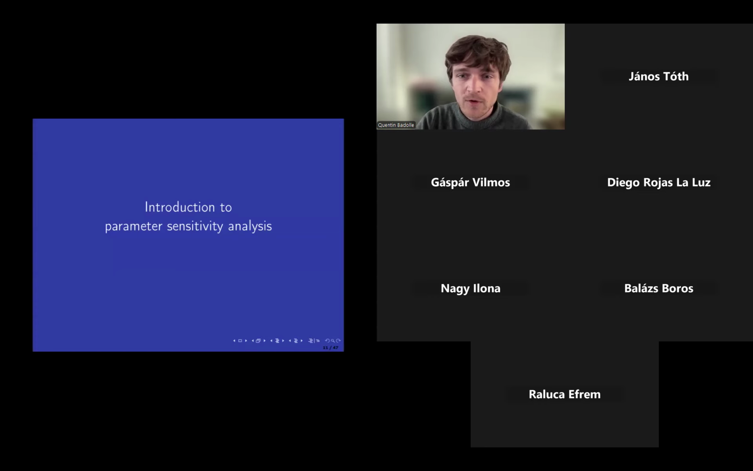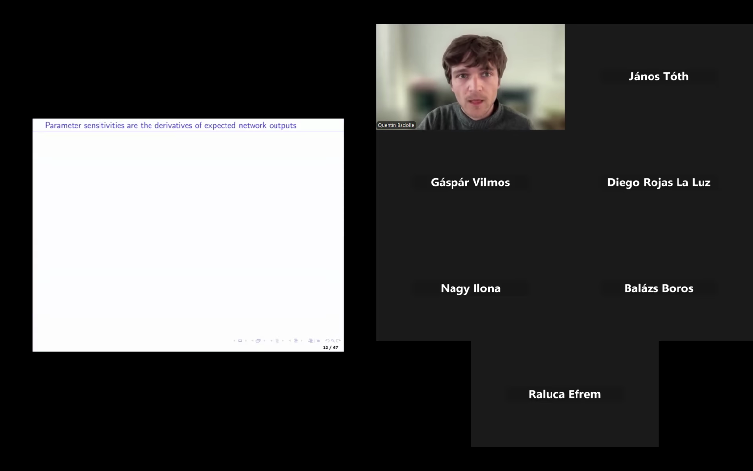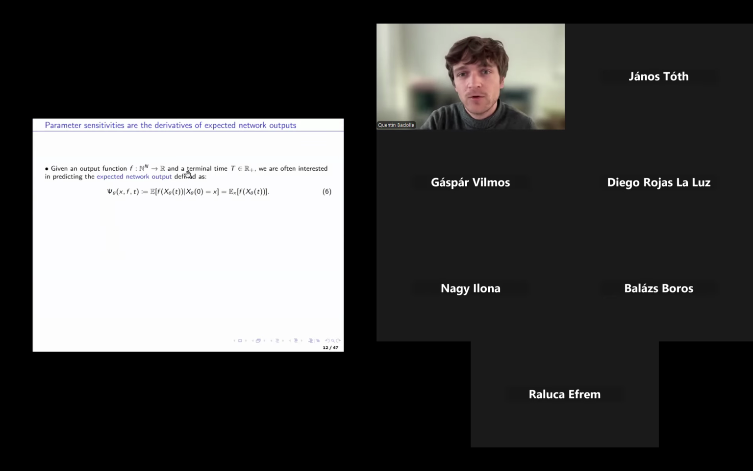Now, closer to the topic of today, I will give you a brief introduction to parameter sensitivity analysis. The definition is quite straightforward. Parameter sensitivities are simply the derivatives of expected network outputs. Just to make things precise, we consider an output function f and a terminal time t. And let's say we are interested in predicting the expected network output, which we define as psi. It's just the expectation of the output of f.